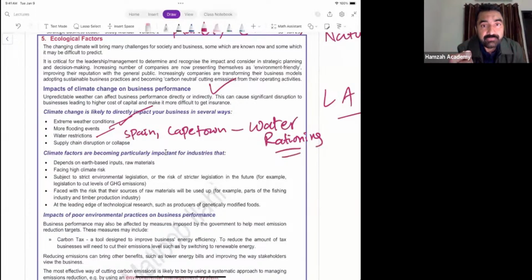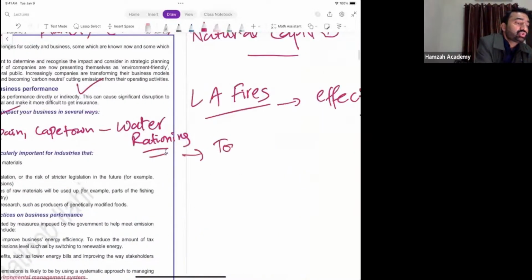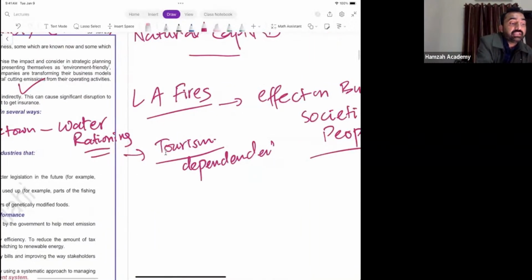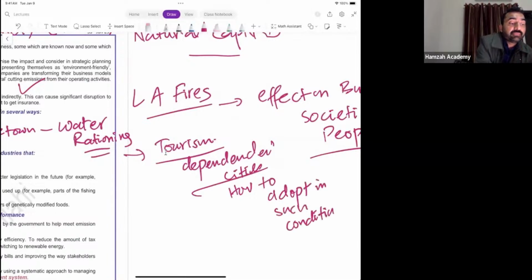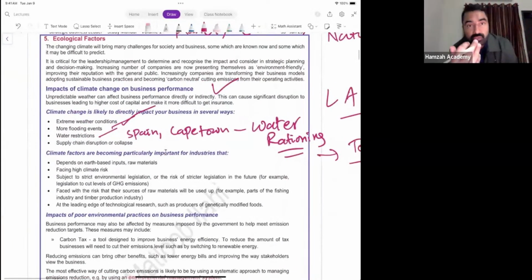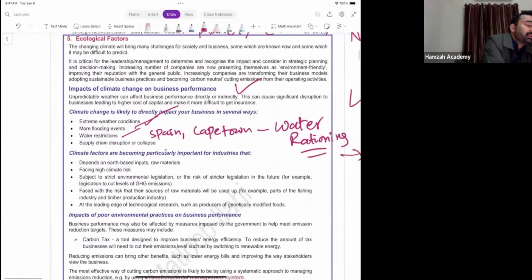So imagine if a city is heavily dependent on tourism, let's say, how would it affect tourism-dependent cities? So how to adapt in such conditions? Understand? Businesses. That's why increasingly new business models and new strategies are coming that are more sustainable. Become more sustainable.